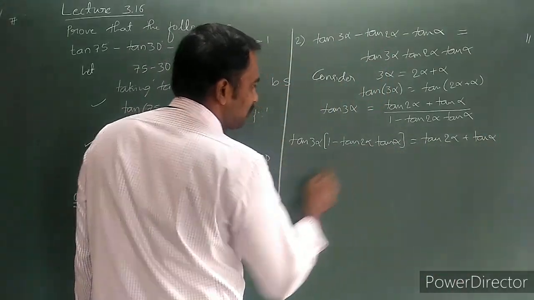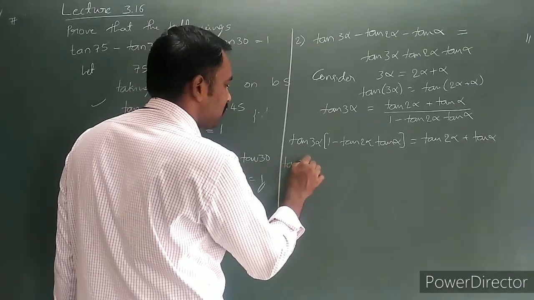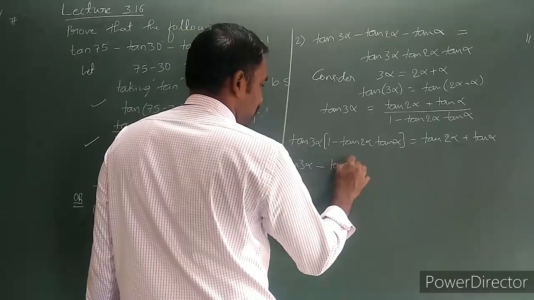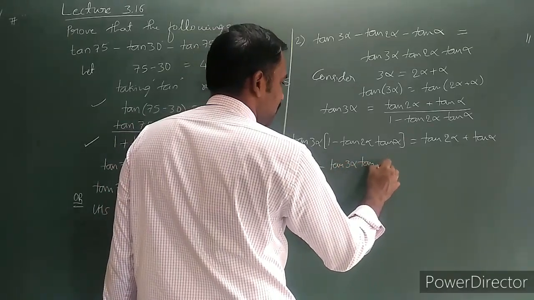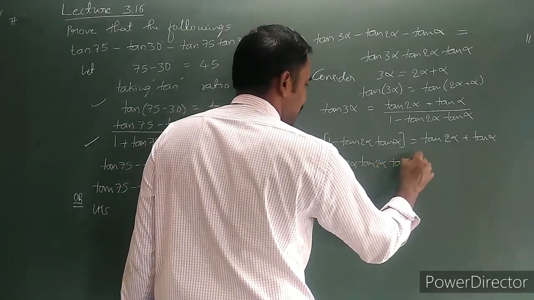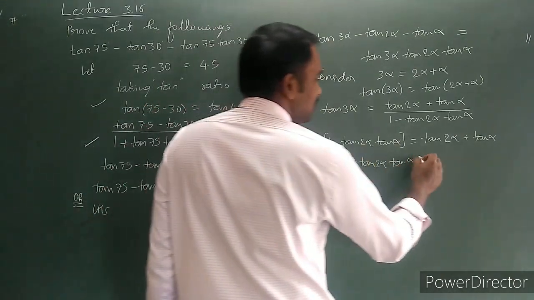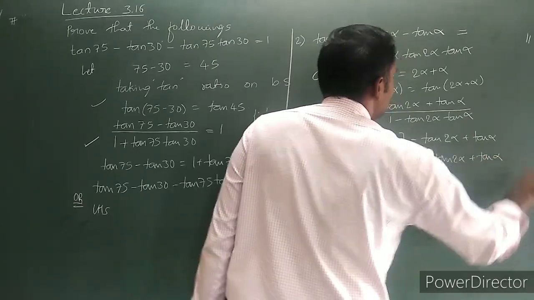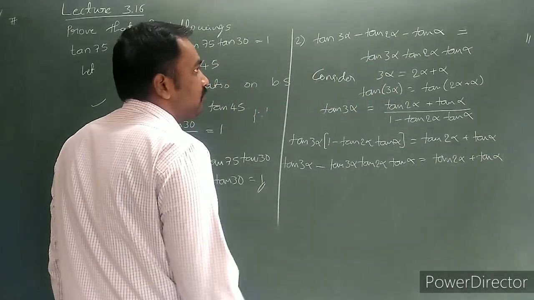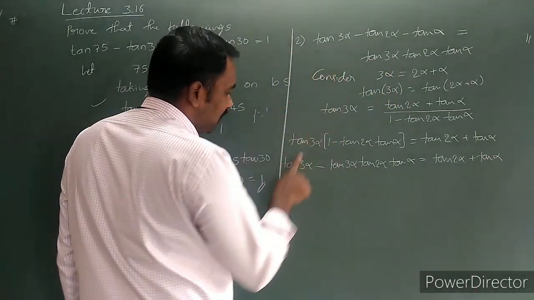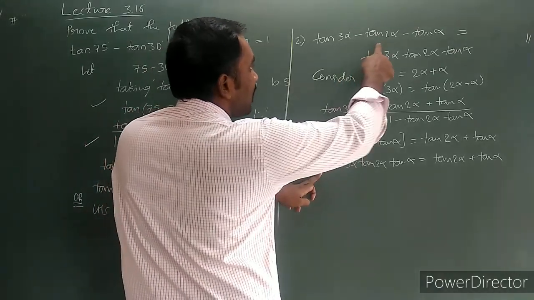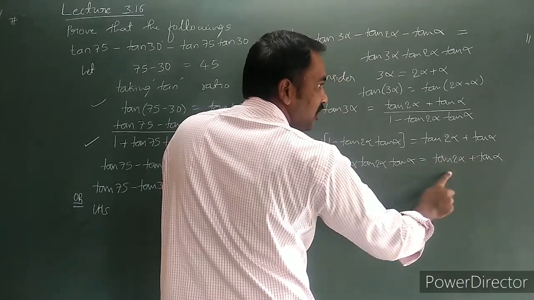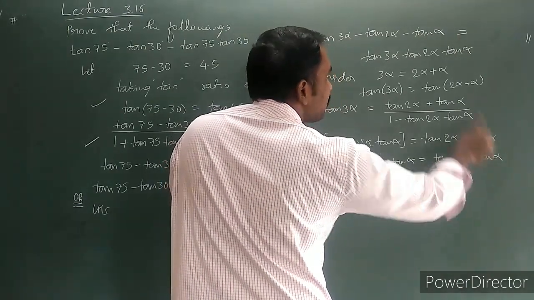Now tan of 3 alpha into this bracket, what do we get? Tan of 3 alpha into 1 minus, as this, tan of 3 alpha into tan of 2 alpha into tan of alpha is equal to the right hand side quantity, tan of 2 alpha plus tan of alpha. Now what do we need exactly? Tan of 3 alpha is already there, minus tan of 2 alpha is required. So here a product is there. Observe the right hand side value, tan of 2 alpha and tan of alpha are there.